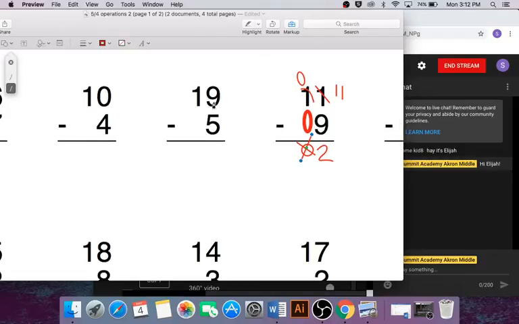Our next problem, we have 19 minus 5. Start on the right with 9 minus 5. 9 minus 5 is 4. We have our 0 for our place value. 1 minus 0 is 1. So our answer is 14.